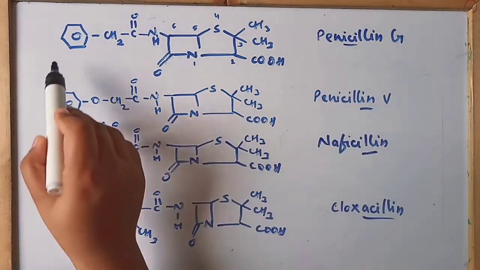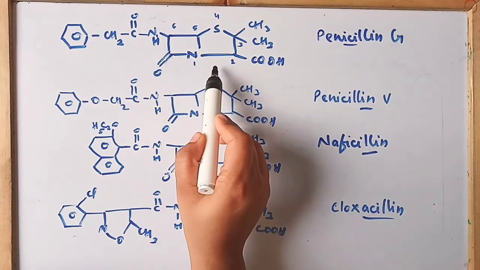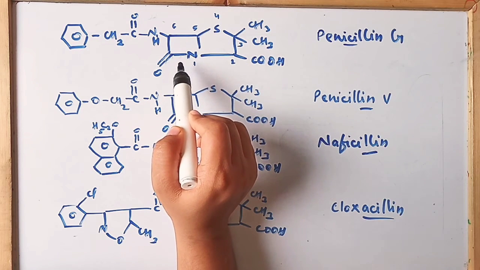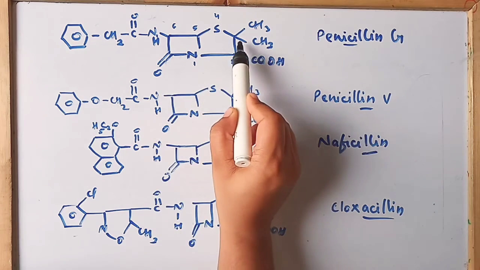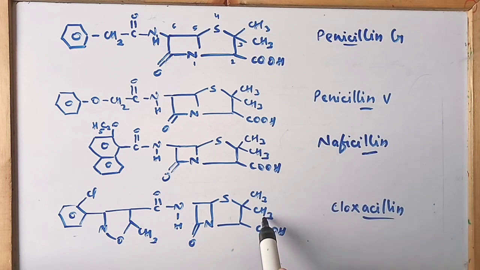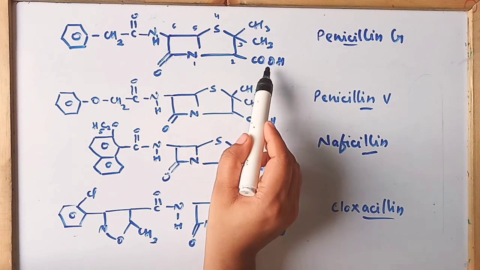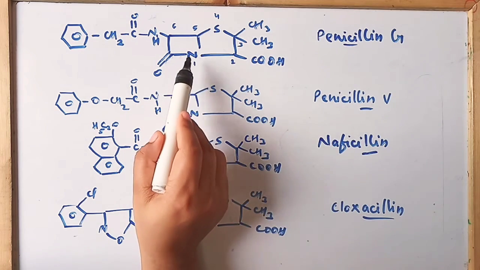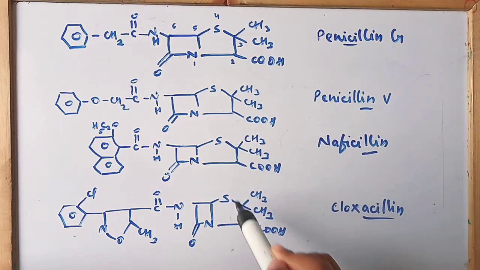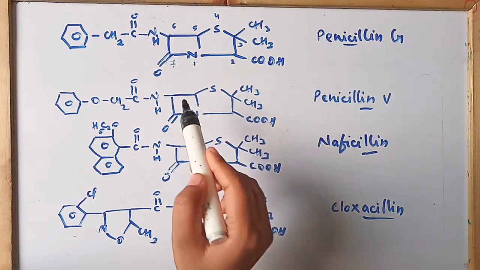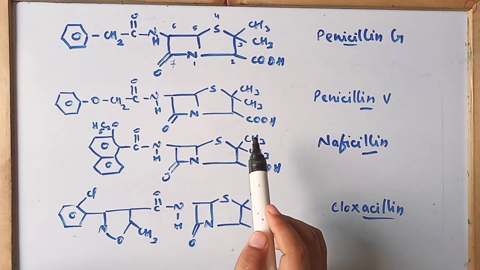Penicillin G. This is the structure of penicillin G. In this, we have a beta lactam ring structure. This structure is known as beta lactam ring structure. To this, at the third position, we have two methyl groups in each structure, and the presence of C double bond O OH, that is carboxyl group, at the second position in each structure, and presence of nitrogen at first position and sulfur at the fourth position, and presence of ketone group at the seventh position. So this is the compulsory structure for each of the penicillin structure.